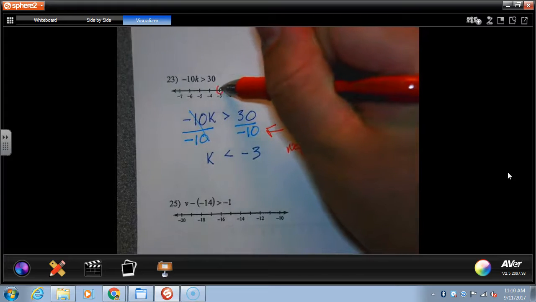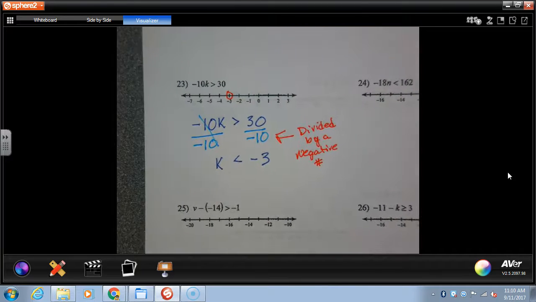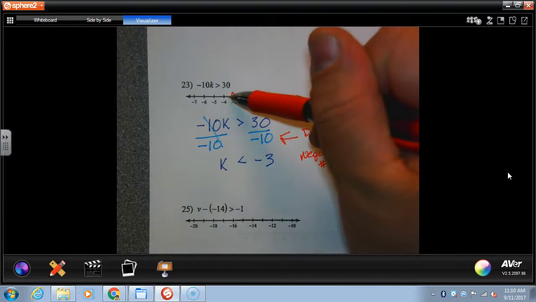Negative 3. Circle it, open or closed? Open, there's no equal sign. And I'm going to shade to the left.